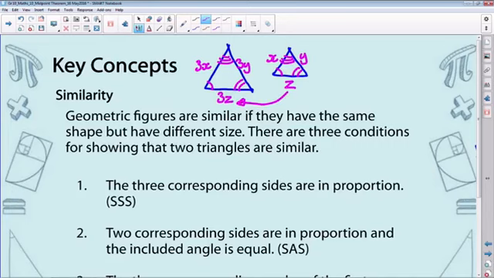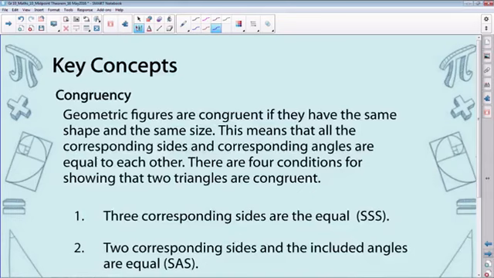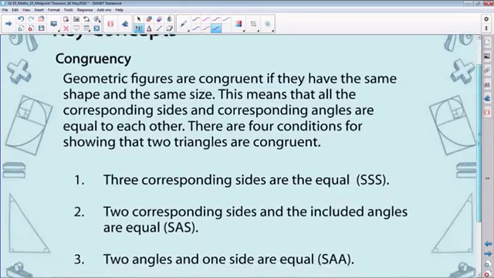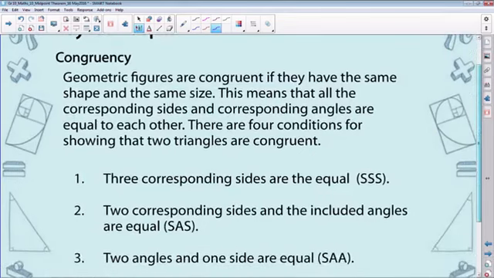So to prove that we have similar triangles, it's best to prove that the three angles are the same. And then you can prove that they are similar. I'm not going to read through all of those notes, but I do want to go through congruency again because we actually use it quite a lot. Geometric figures are congruent if they have the same shape and the same size. This means that the corresponding sides and corresponding angles are equal to each other.